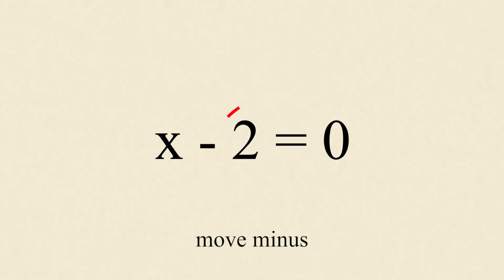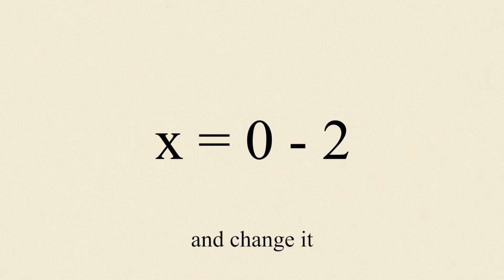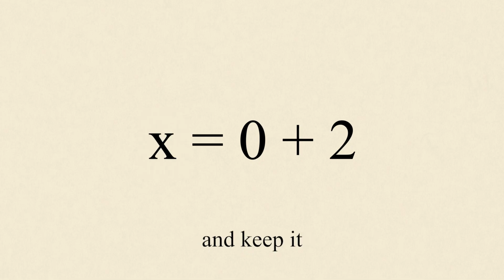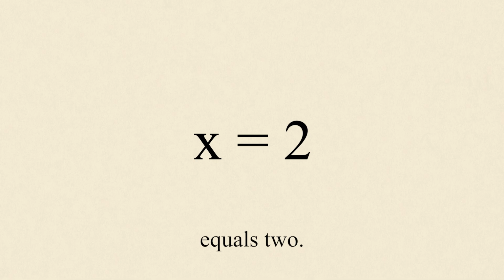Well, we need to move minus 2 to the right side of the equation and change it to the opposite sign. But we leave x untouched and keep it on the left side. And 0 plus 2 equals 2, so x equals 2.